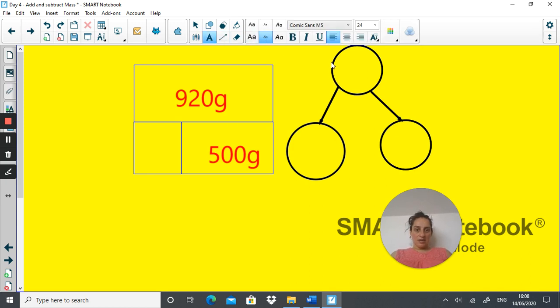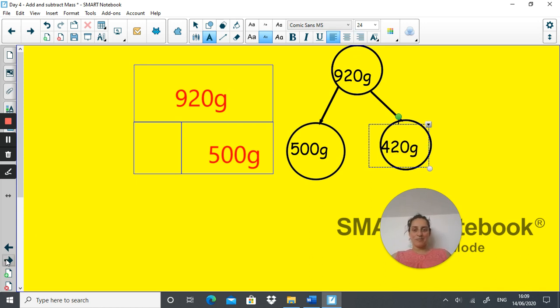And in here, the sum, the bar at the top, you'd have 920 grams. And in one of the boxes, you would have 500 grams. And so what I'm asking you is, what is the missing number here? So using the inverse we discussed earlier, in here, you would have 420 grams, because 500 plus 420, the two addends give you a sum of 920.